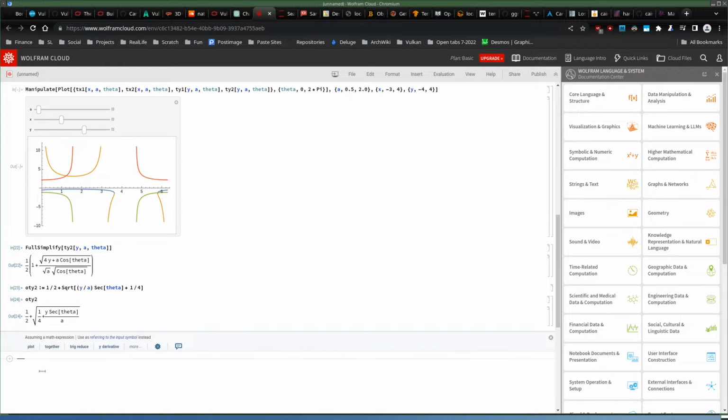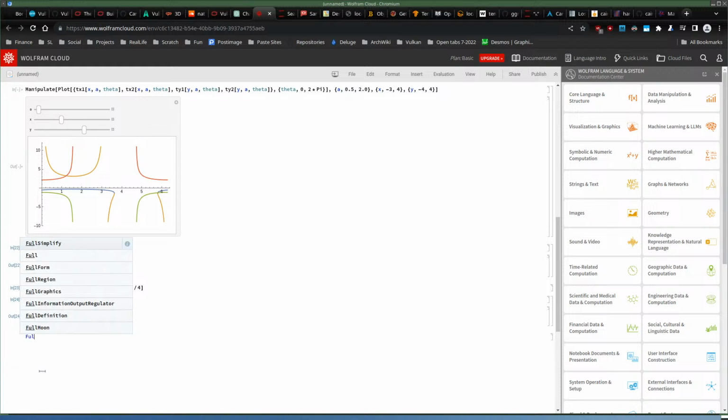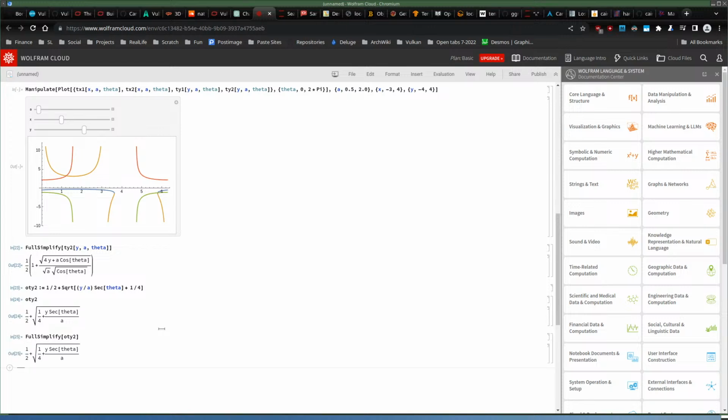And now if we do a full simplify of OTY2, does it corrupt it again or keep my beautiful... Yeah, it does. Nah, I don't understand it. I think this one is way simpler than that one. So, what the fuck?